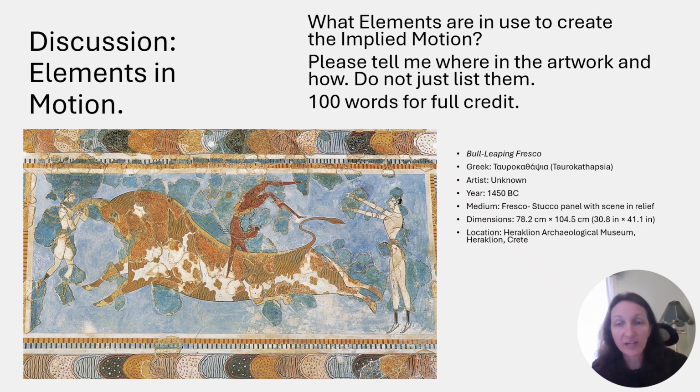So I have chosen this artwork here. This is a Greek fresco, the bull leaping, right? So I want you to look at this and tell me what elements of art are implying motion. So please tell me how in the artwork. Don't just list them. Don't just say diagonal line, right? That's one of them. Kind of where is it? Where are diagonal lines happening? Where is there maybe not motion? That might be part of implying motion. What is a thing that's not in motion? Is it stable? Okay. So you need 100 words for full credit on that.